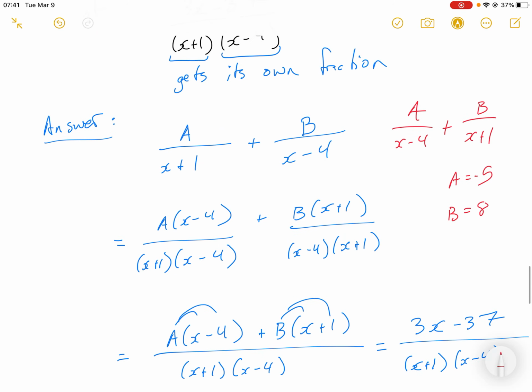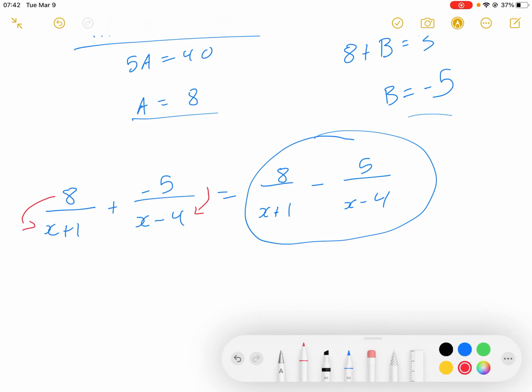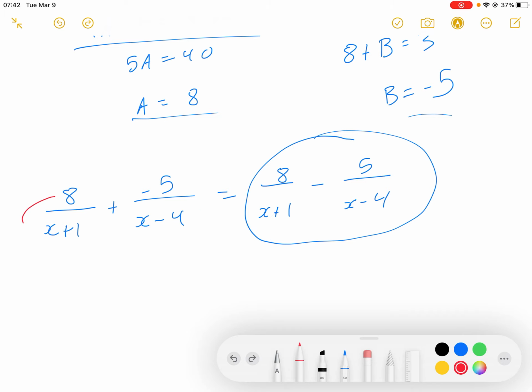But remember, these are just letters we randomly picked. It really doesn't matter which letters you used. And so when you put negative 5 in up here and 8 into this, you'll notice that you actually get the exact same answer we got. 8 over x plus 1, and then it's negative 5 over x minus 4. 8 is over x plus 1, and negative 5 is over x minus 4. So it will work out whichever letters you pick.